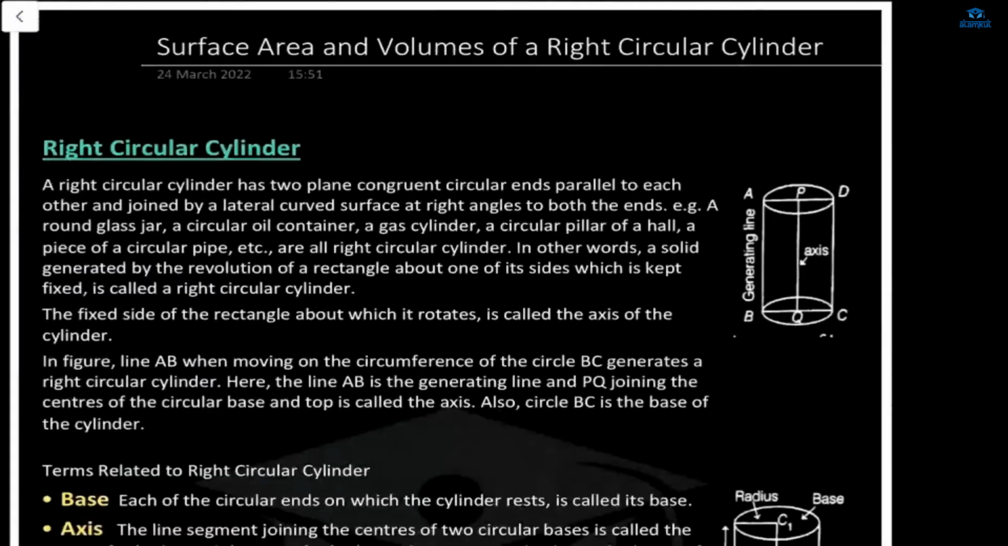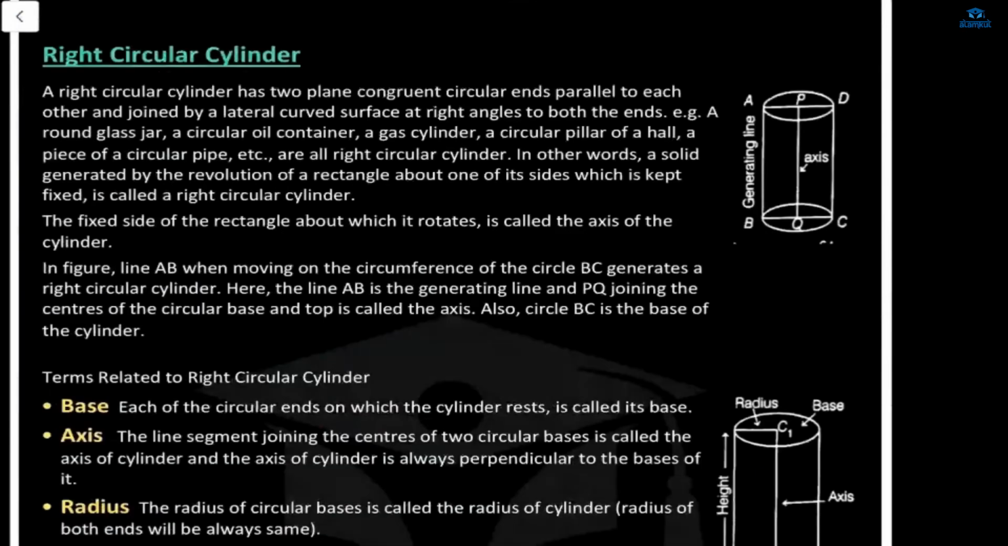Now today we are going to start right circular cylinder. Circular cylinders can be of different shapes also, little tilted and all. But we are talking about the right circular cylinder, the straight one, where the axis is at 90 degrees to the base.